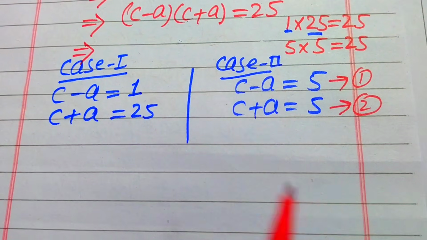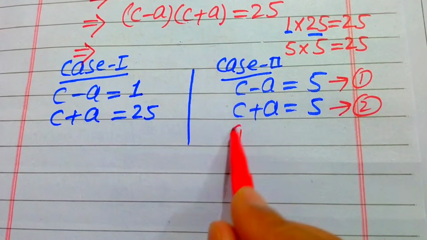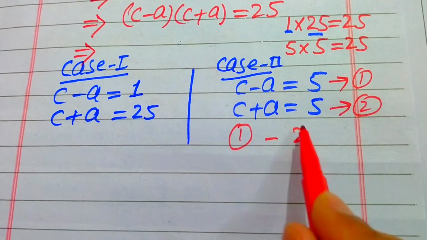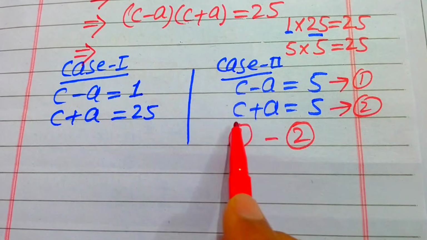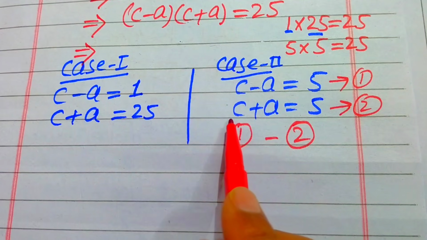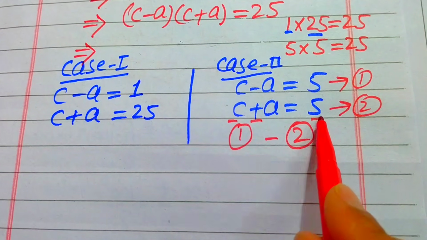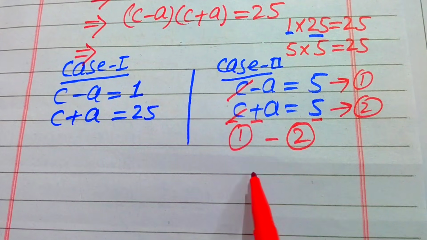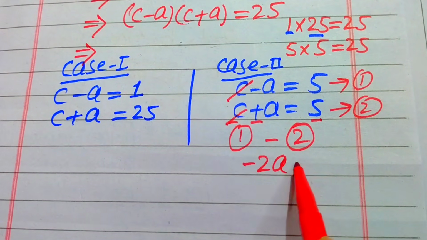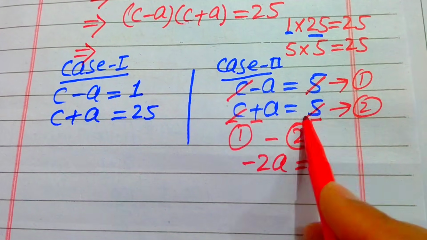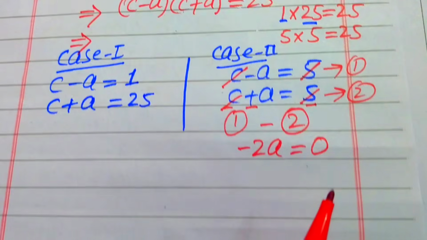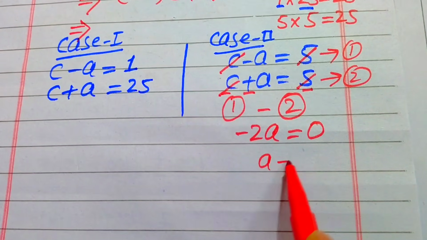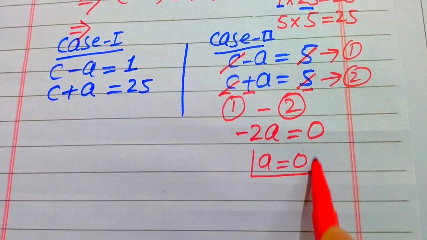So here we subtract equation number 1 and equation number 2. When we subtract these, we need to change the signs. So the positive c and negative c are gone, and we get minus a becomes minus 2a. The positive 5 and negative 5 are gone, and we get 0. So from here we easily get the value of a equals 0.